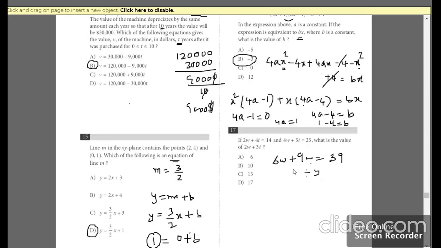Upon dividing this by 3, it will give us the required result: 2w plus 3t is equal to 3 times 13, so that is our answer, 3 into 13. Remember, we have added the terms of the two equations and we got 39. Upon dividing by 3, we are getting that answer.